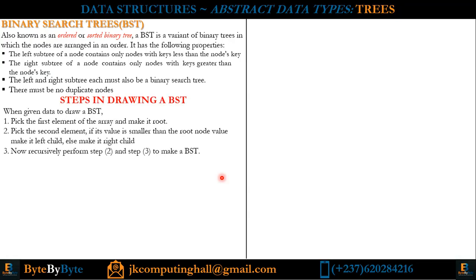Now, let us see how to draw a BST. When given data to draw a BST, pick the first element of the array and make it the root. So when we are given a set of values, moving from left to right, our first value is our root. Then the second step says pick the second element. If its value is smaller than the root node value, make it the left child. Else, make it the right child. Number three, recursively perform step 2 and step 3 to make a BST.